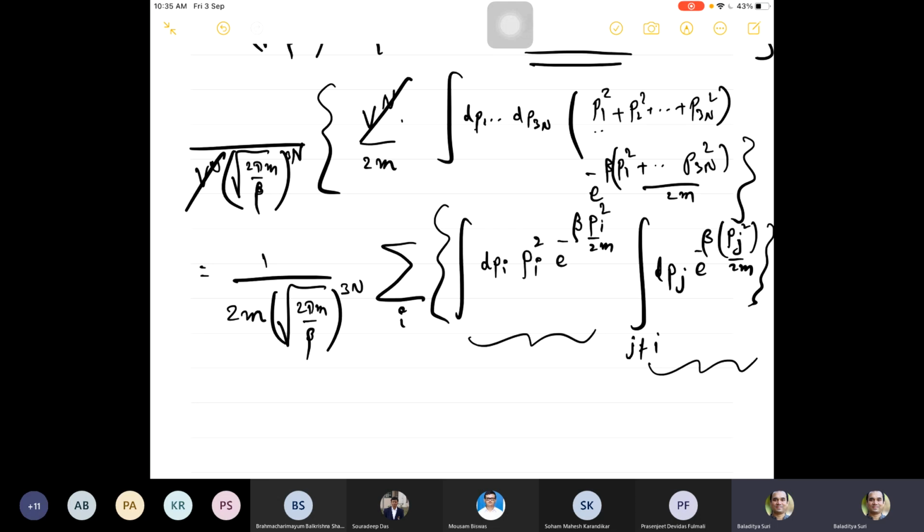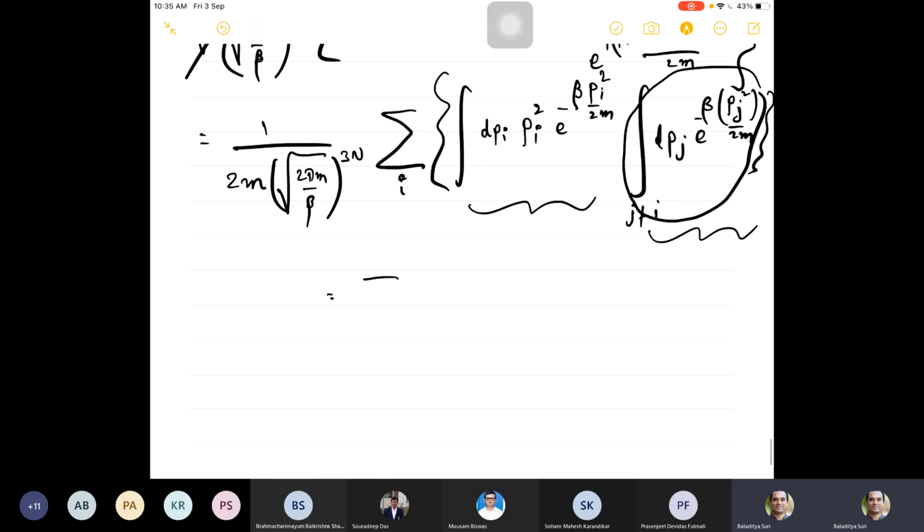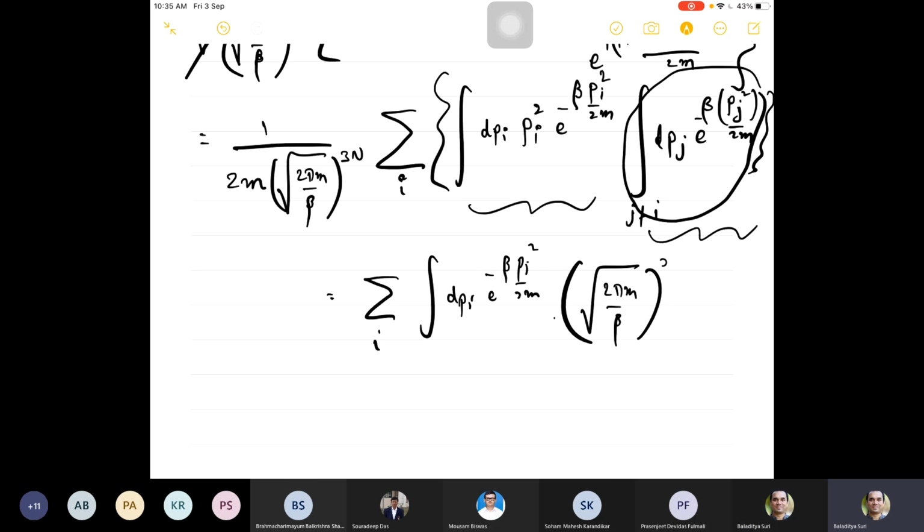And we know exactly how to evaluate this. We evaluated it here. It's going to be the summation over i of the integral dpi of pi squared times e to the power of minus beta pi squared by 2m. I'll finish this and we'll conclude. The rest is nothing but the square root of 2 pi m by beta to the power 3n minus 1. Agreed? Does everyone here agree?